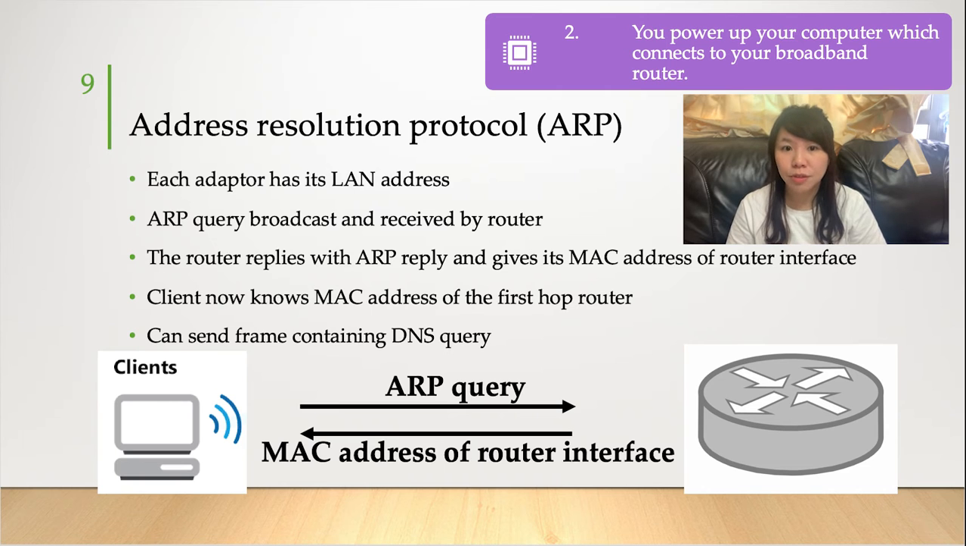Before connecting to the DNS server, there is one more step because the client has to get the MAC address of the router interface by Address Resolution Protocol, ARP. Each adapter has its own MAC address and the ARP query must be sent to the router. The router will then return its MAC address and the frame containing the DNS query can be sent.